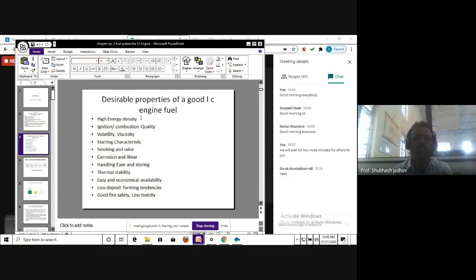Okay, so the first and very important is the high energy density. So here it is listed over here. And the first is high energy density. What is this high energy density? What it means is that by burning a small amount of fuel, we should be able to get more amount of energy. So we call it energy density. So the density of the energy is more. Means by burning a small amount of fuel, we are able to get more amount of energy.